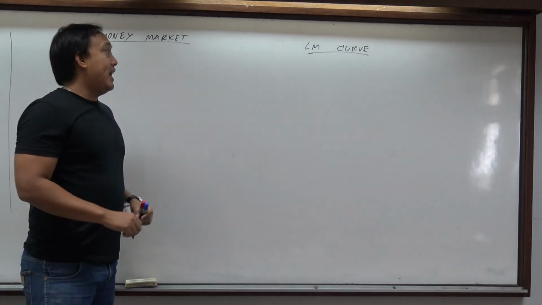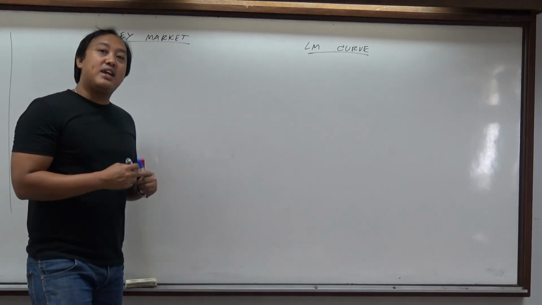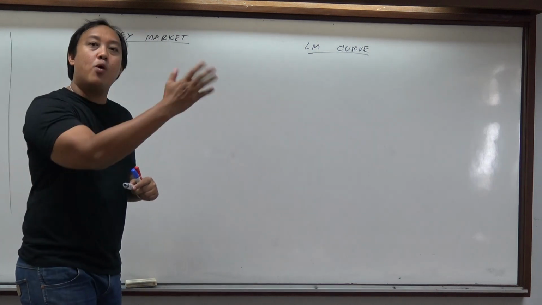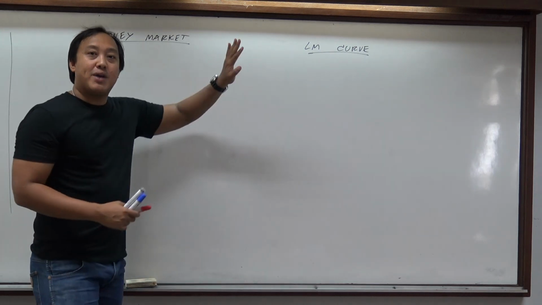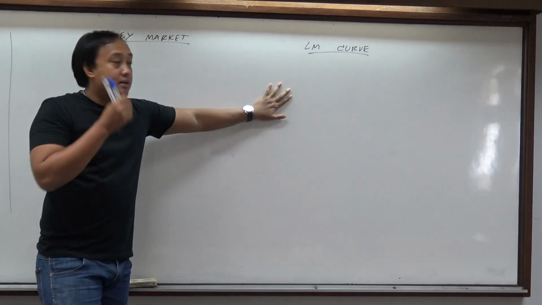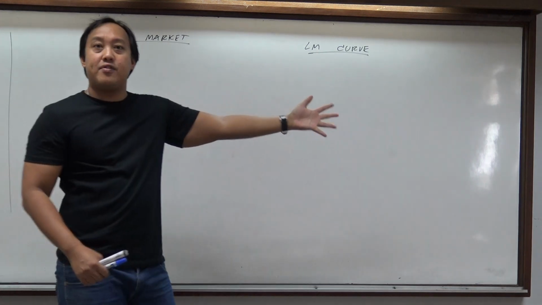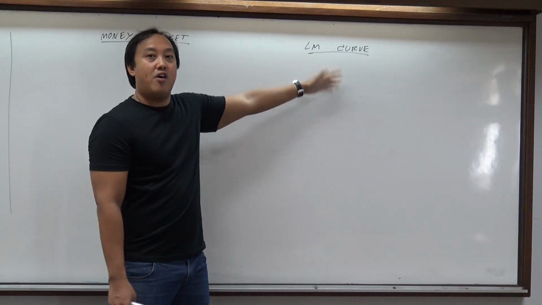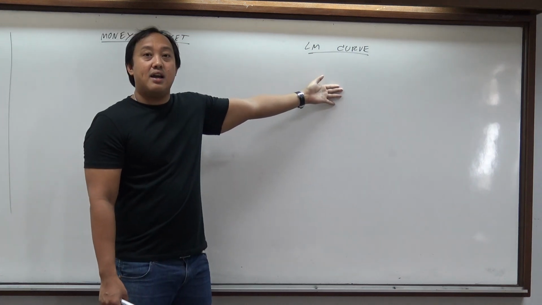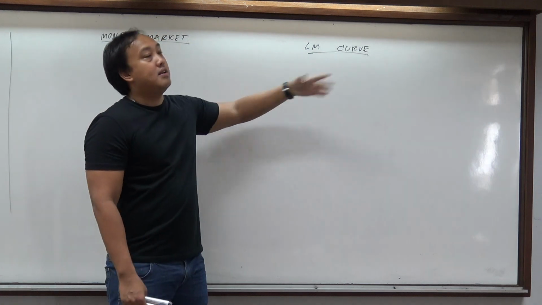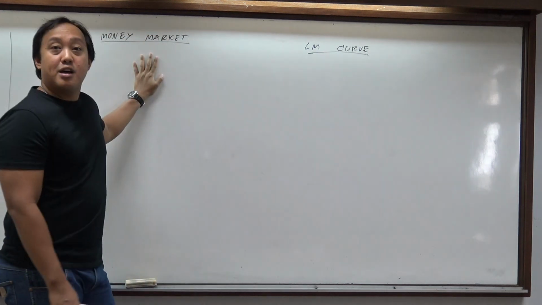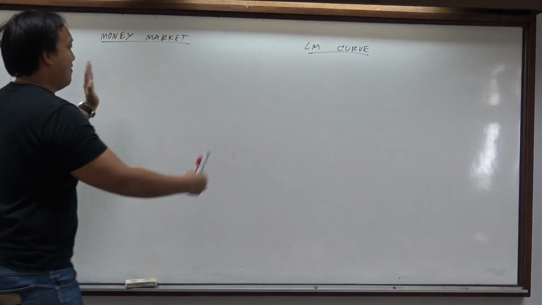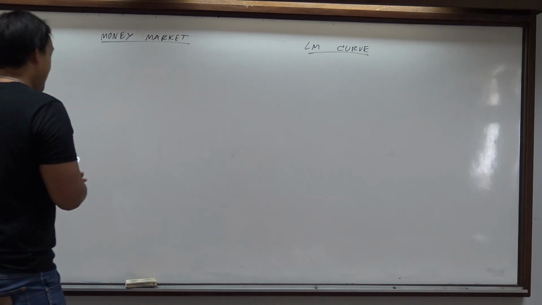Okay, next I'm going to link the equilibrium point in the money market to creating a new curve, the LM curve. So I'm going to write down the LM curve on the right, and the money market on the left side, okay? Right and left, like this.